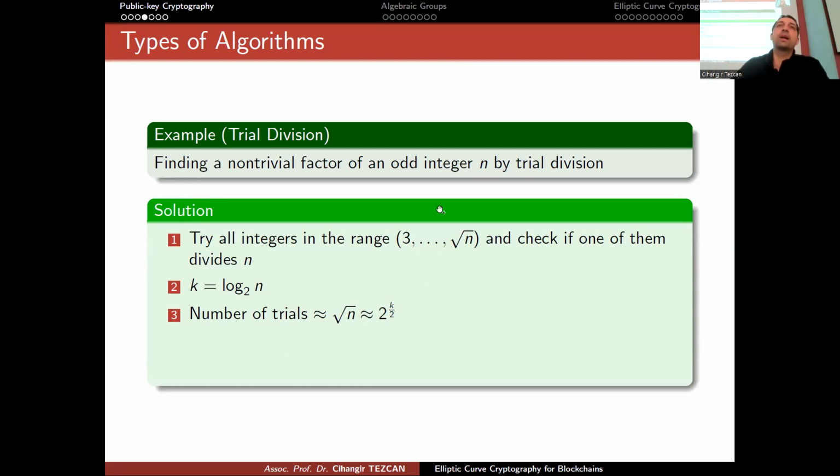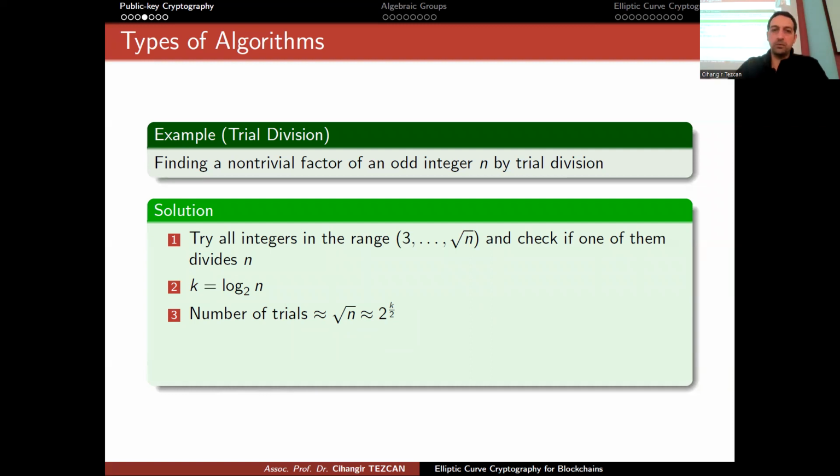So each time I have to check if n is divisible by that number. So this is the number of trials, 2 to the k over 2, right? This is the number of operations I'm going to perform. So the question is, how many bit operations do I need to perform a division?